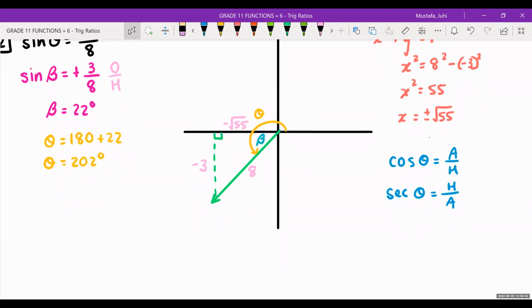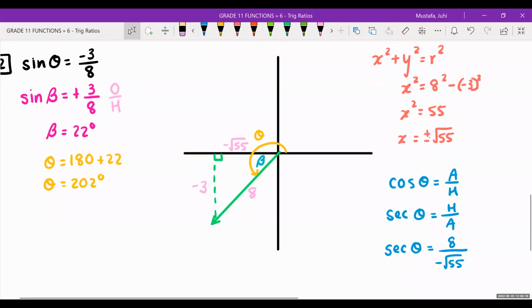Okay, so now we're going to go to our triangle. We're just going to figure out the hypotenuse is 8 and the adjacent side length is negative root 55. So the answer is just going to be secant theta is equal to 8 over negative root 55. Are we allowed to have a negative if there's a theta there? Only for beta, it has to be positive. So you're allowed to have this. That would be your final answer.